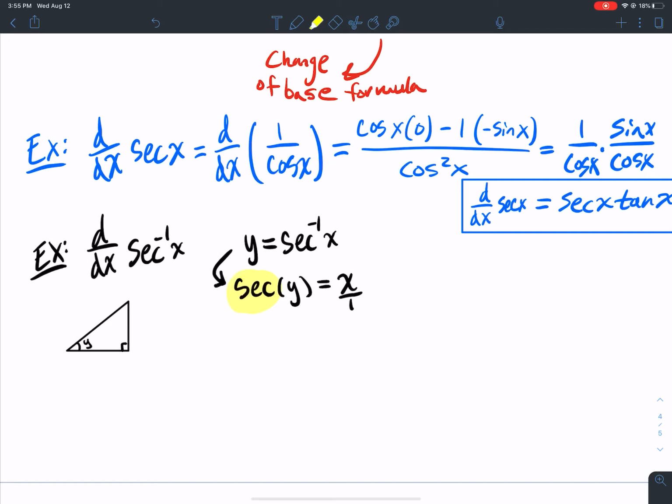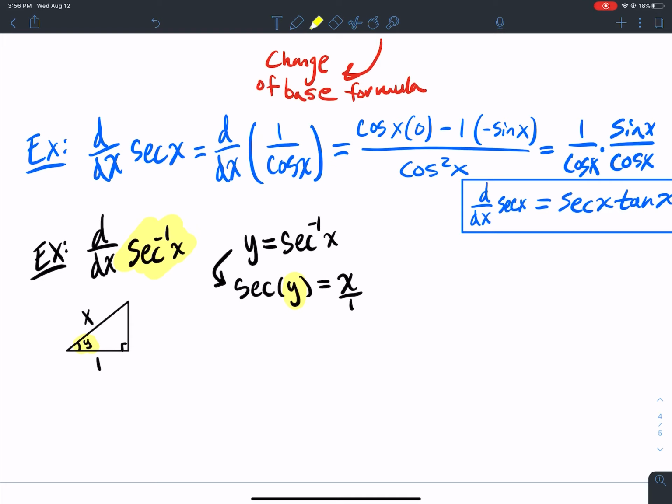Now secant and cosine are reciprocals. Cosine is adjacent over hypotenuse, but the secant is the hypotenuse divided by the adjacent. So the hypotenuse is x and the adjacent is 1. So that's where we come up with this triangle here, because y is the angle. You input an angle on trig, and the output of an inverse trig is the angle.